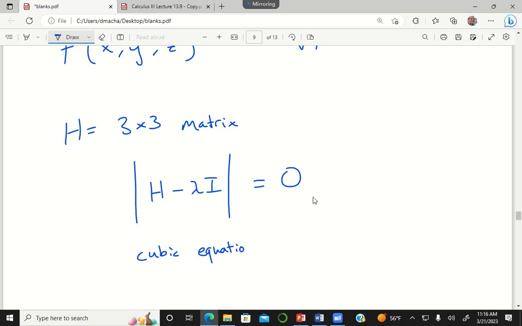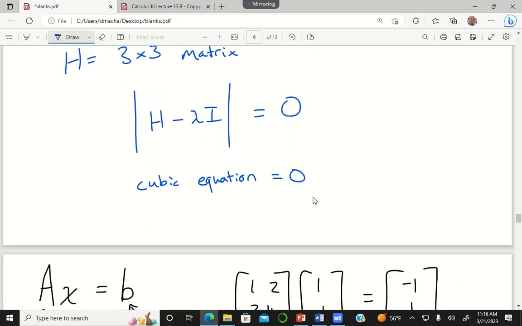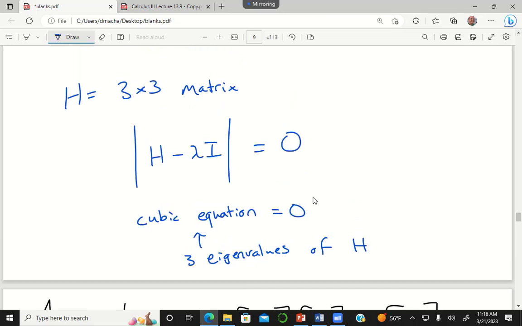So you'll have a 3rd degree polynomial set equal to 0. And so if you find the roots of that polynomial, the roots of that polynomial are going to be the eigenvalues. There should be 3 eigenvalues of your Hessian matrix. So if those 3 eigenvalues are all positive, then you're looking at a maximum. If they're all negative, then you're looking at a minimum. And if they're a mixture, some positive, some negative, then you'd be looking at a saddle point.